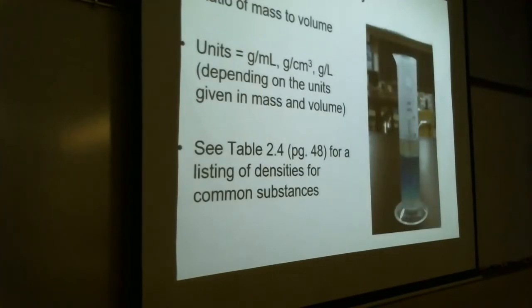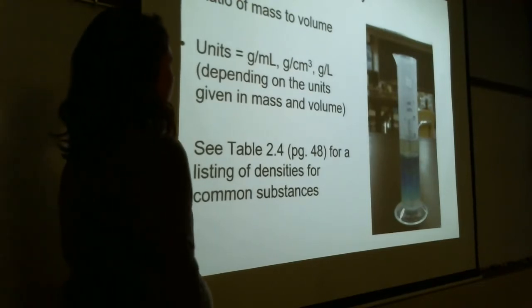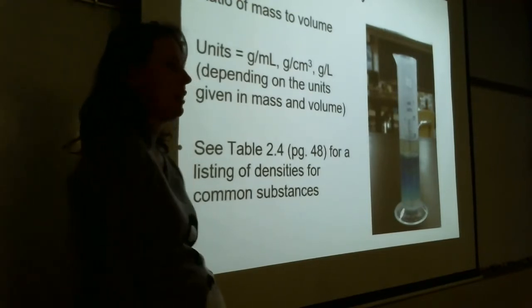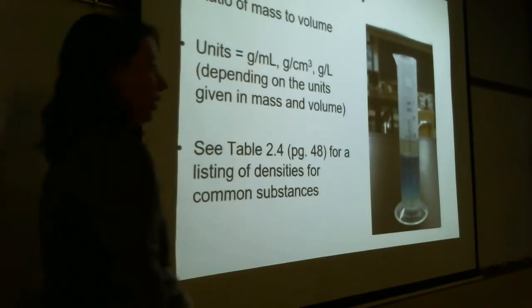All right, let's talk about density. That's the last topic for today. Density is something that we can use to identify a substance because all substances have unique densities. So density is the ratio between mass and volume. It's mass divided by volume.